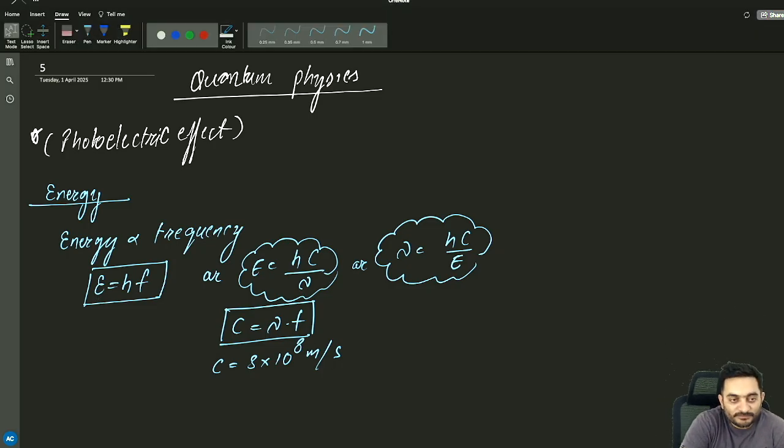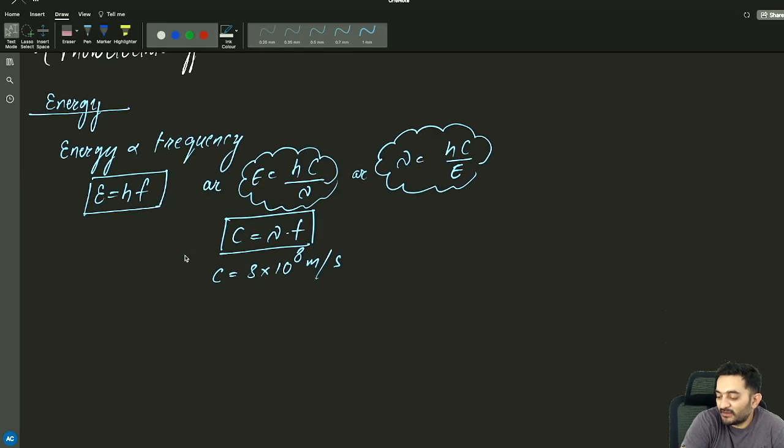Got it? And for h, what will the value be? The h value is 6.63 into 10 raised to minus 34. It will be given, so don't worry. Even if you don't remember it, it's perfectly fine.